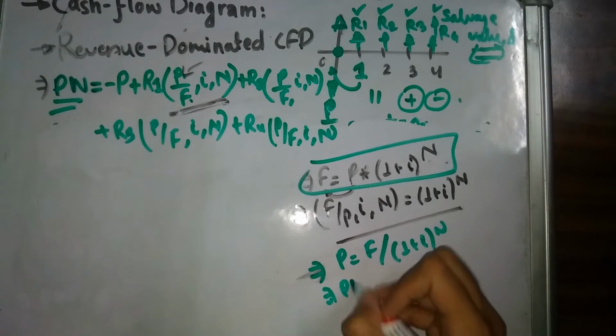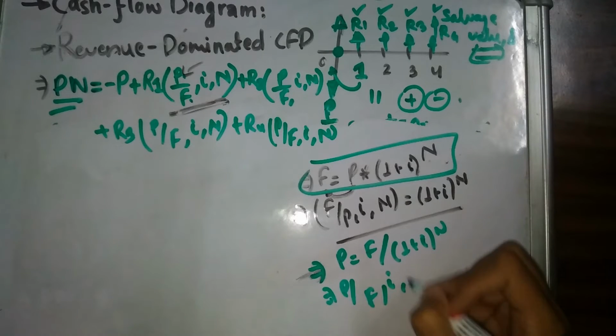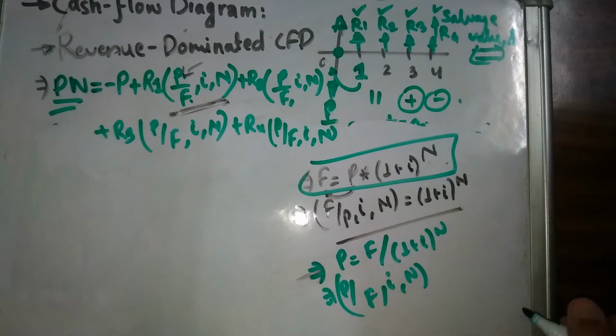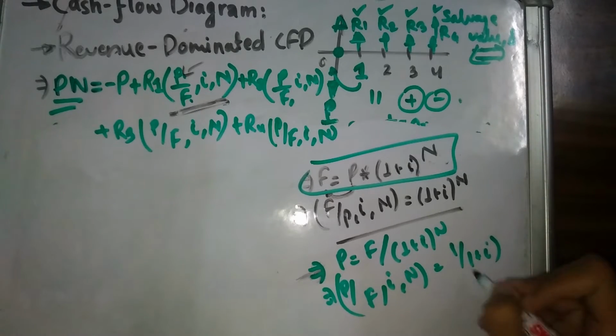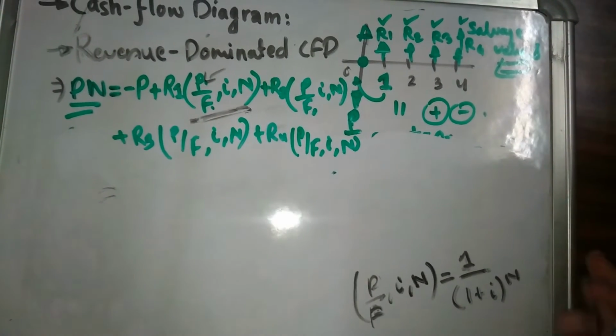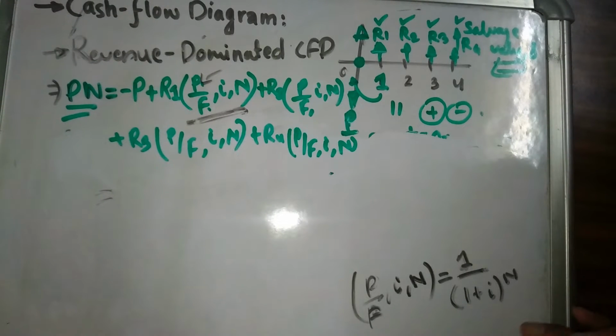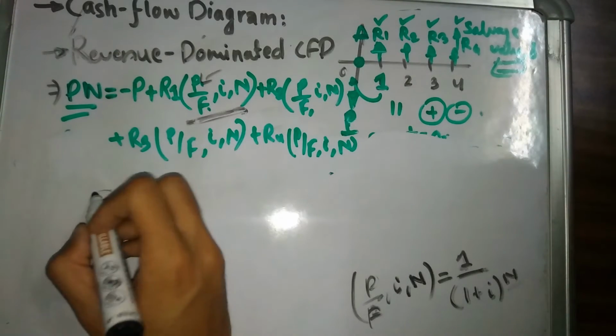So P by F comma I comma n, these are our constants involved, we get 1 divided by 1 plus I raised to the power n. Now we have our formula P by F comma I comma N equals 1 divided by 1 plus I raised to the power n. N means our number of years. So now let's focus on this formula.